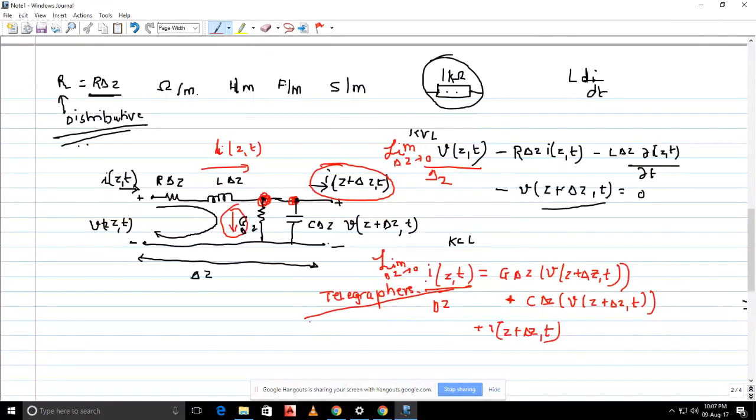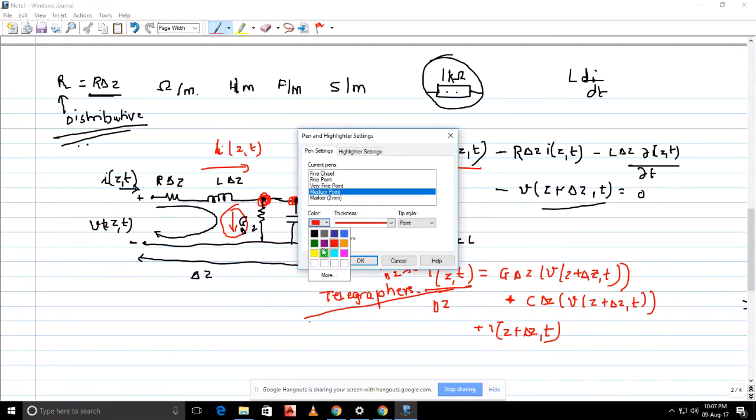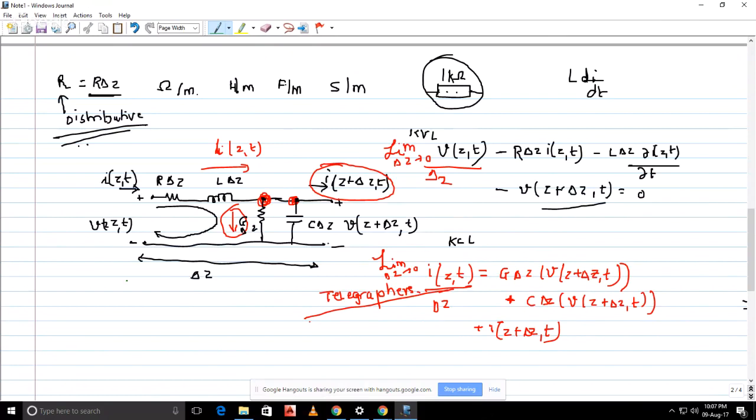Now, in KCL, what we have done is, for the KCL part, I will write with some other color so that you will understand. Now, for the KCL part, I see this node, right? This node has this current, this is the current, and this one is the current. Now, I don't know what this current is, so because they are in the shunt part, I'll make it G into V and C into V. That will give me I. I will be equal to G into V and C into V, because they are in the shunt arm.